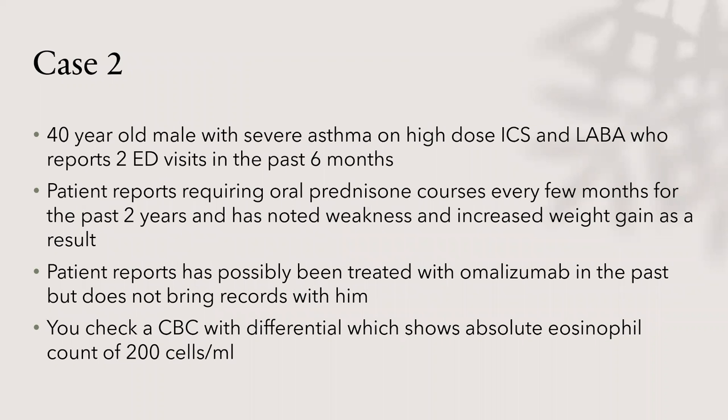Case two, somewhat similar, but now it's an elderly gentleman, also severe uncontrolled asthma. He's also telling you whenever he's on so much prednisone that he's starting to get weight gain. He says, maybe in the past someone gave me omalizumab. I didn't really respond well to it. And then you got a CBC and it shows an absolute eosinophil count of 200 cells. So what are you going to use now?